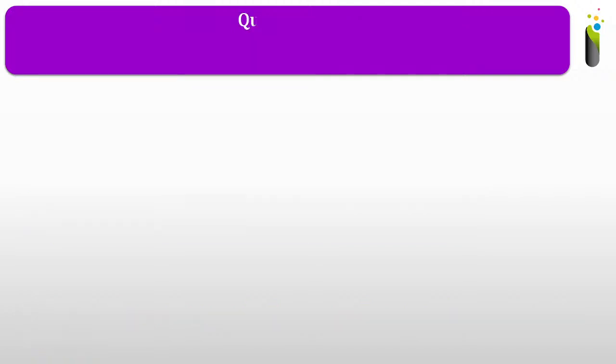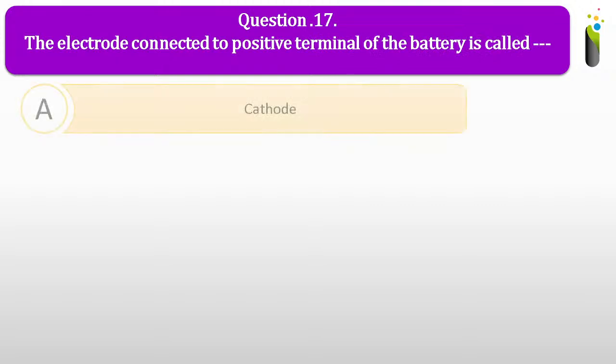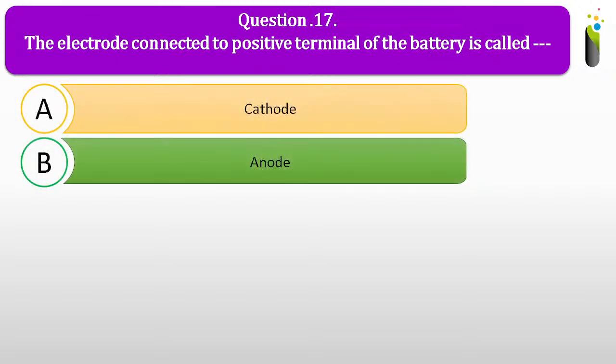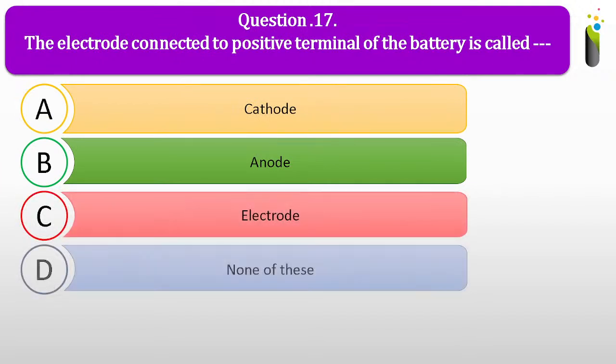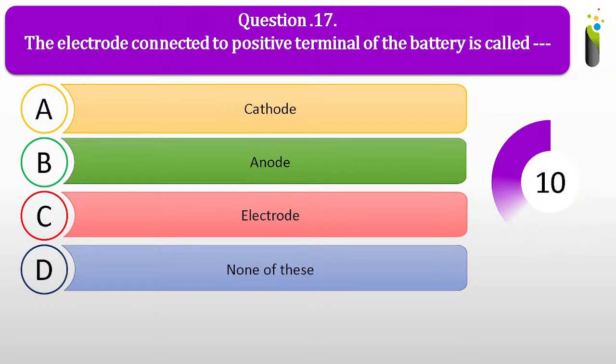Going again to question number 17. The electrode connected to positive terminal of the battery is called as dash. Quite an easier question. A. Cathode. B. Anode. C. Electrode. D. None of these.